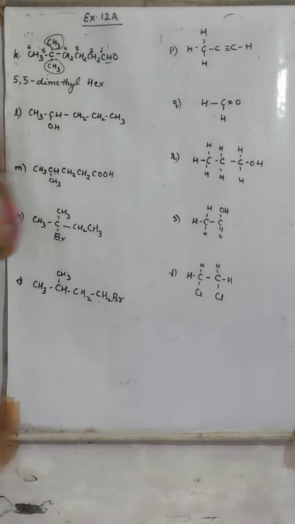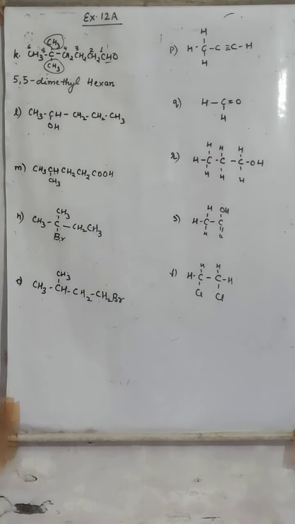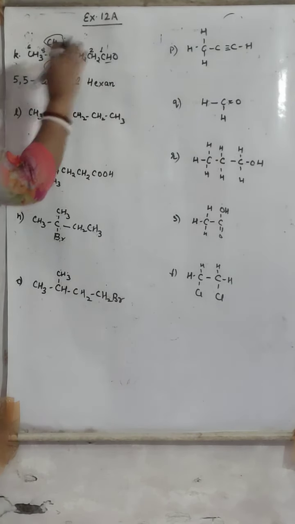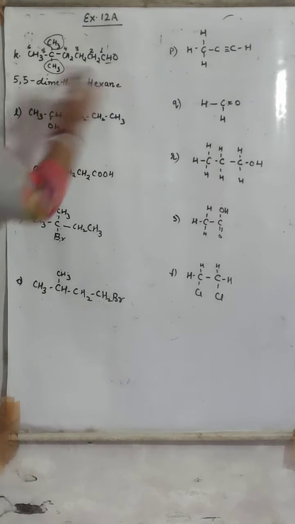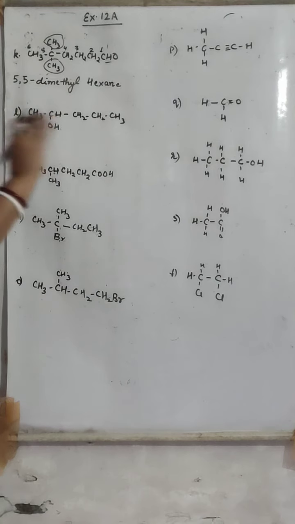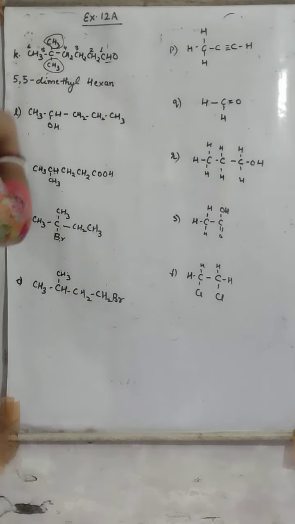Now, how many carbons are there? 6. For 6 we use hex. Now, all single bonds are there, that is why we write an. This is a rule. We write an, not e. If CHO were not present here, then we would write hexane, and the naming would be over. But CHO is present, so we don't write e. In place of e, we write the position and the suffix of the particular functional group.